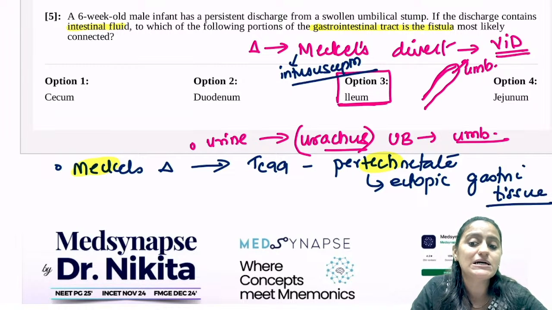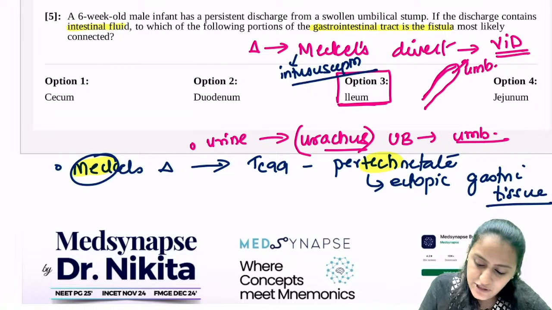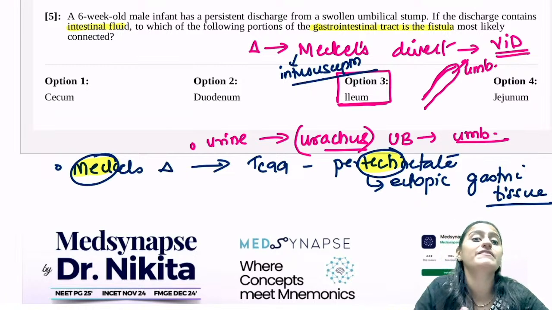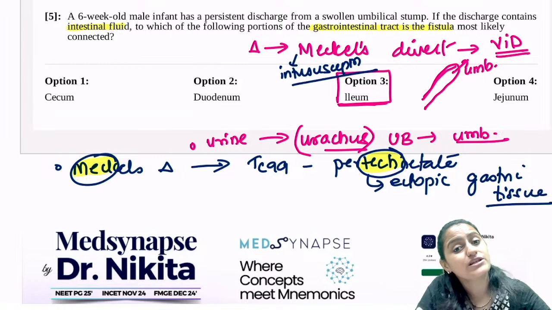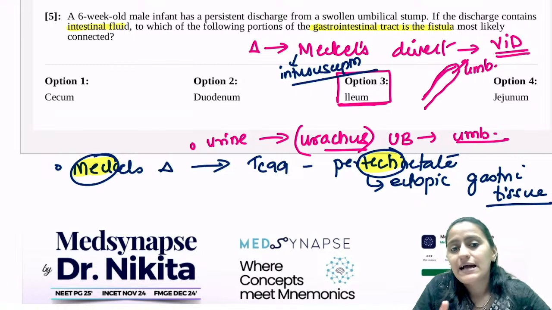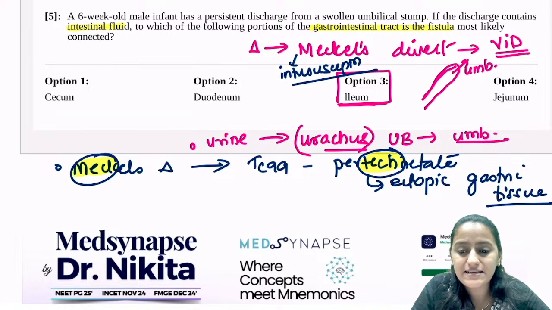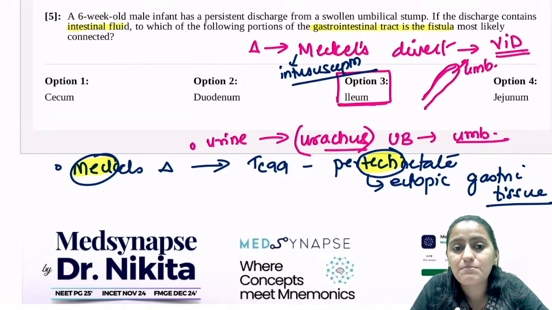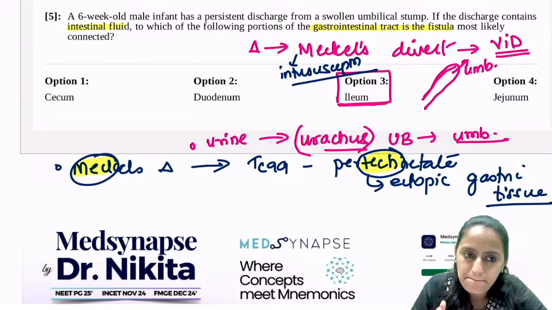Mec is tech, absolutely. So remember, it is pertechnetate scan. In Meckel's where you do not have ectopic gastric tissue, the pertechnetate scan can be negative also. It is not always 100% positive in all Meckel's. And remember, Meckel's complication can lead to bleeding as well. So this is about Meckel's. Remember, from the umbilicus, intestinal discharge is Meckel's, persistent vitello-intestinal duct.